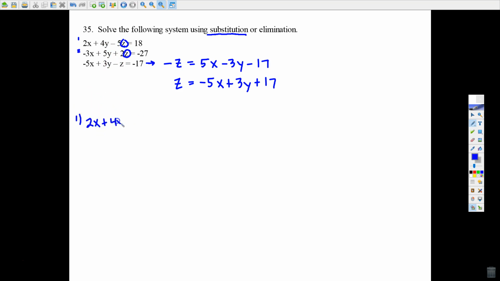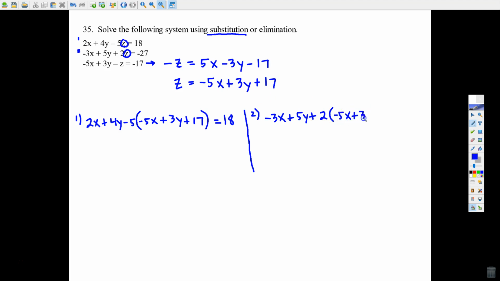2x plus 4y minus 5, and now here I go replacing z with negative 5x plus 3y plus 17, and that equals 18. I'm going to split this up, and now over here I'm going to replace z in equation number 2. So negative 3x plus 5y plus 2, and then here I go again replacing z with negative 5x plus 3y plus 17, and that equals negative 27.